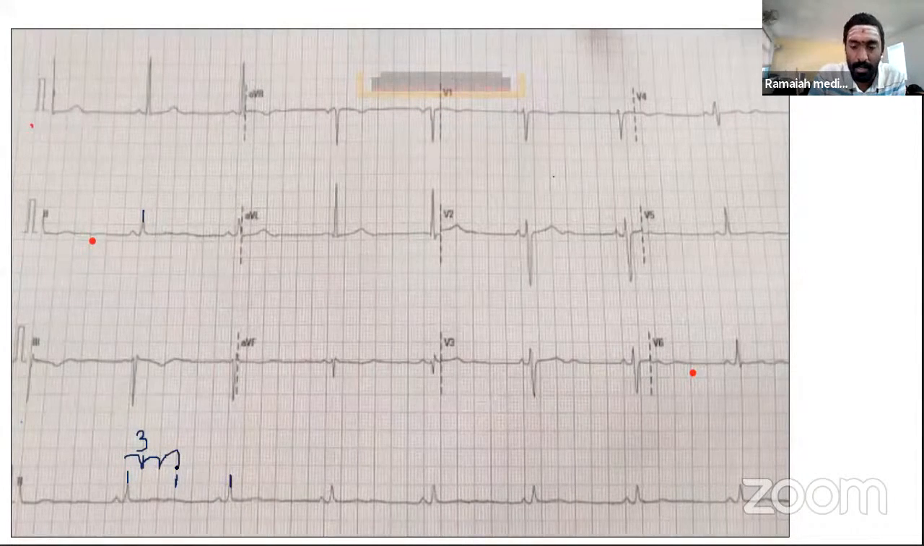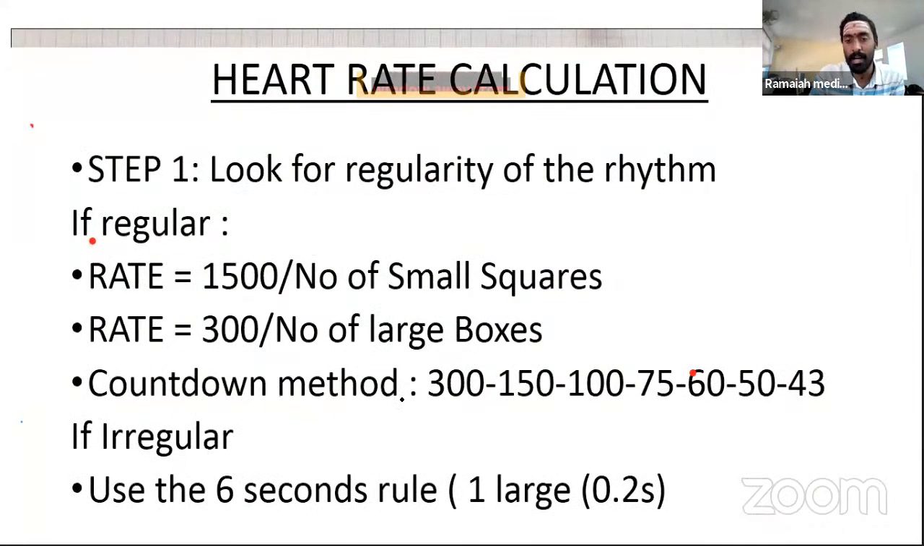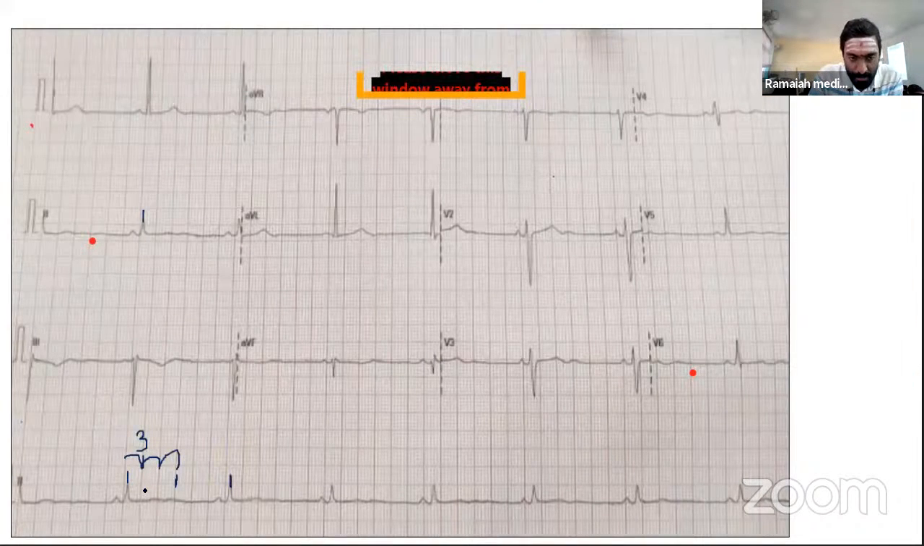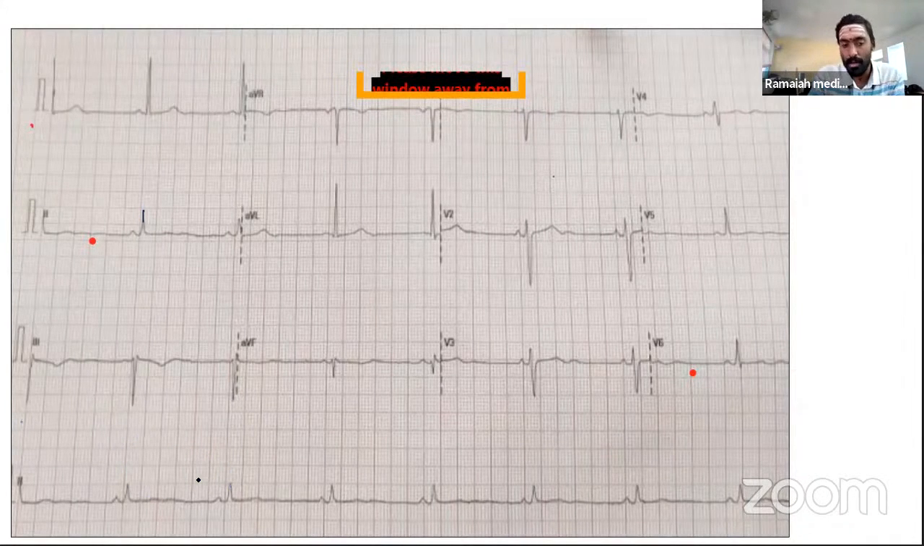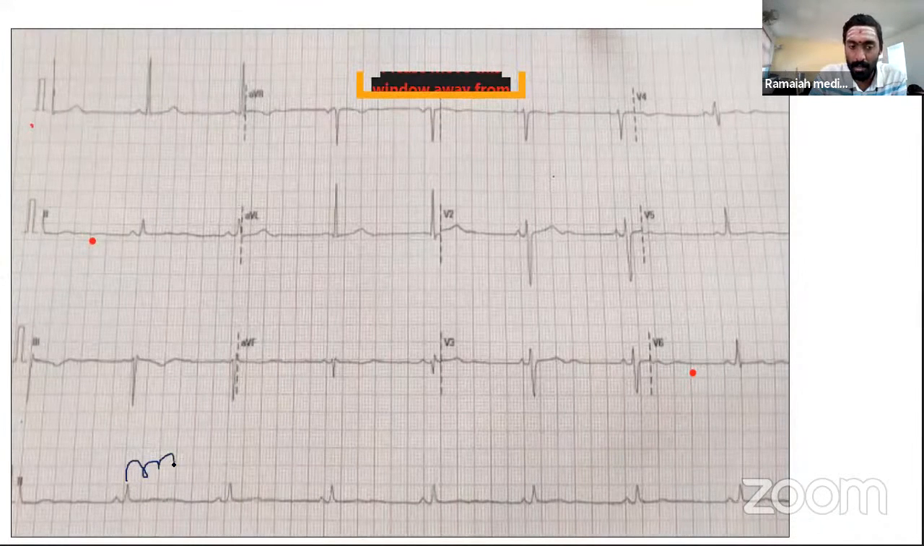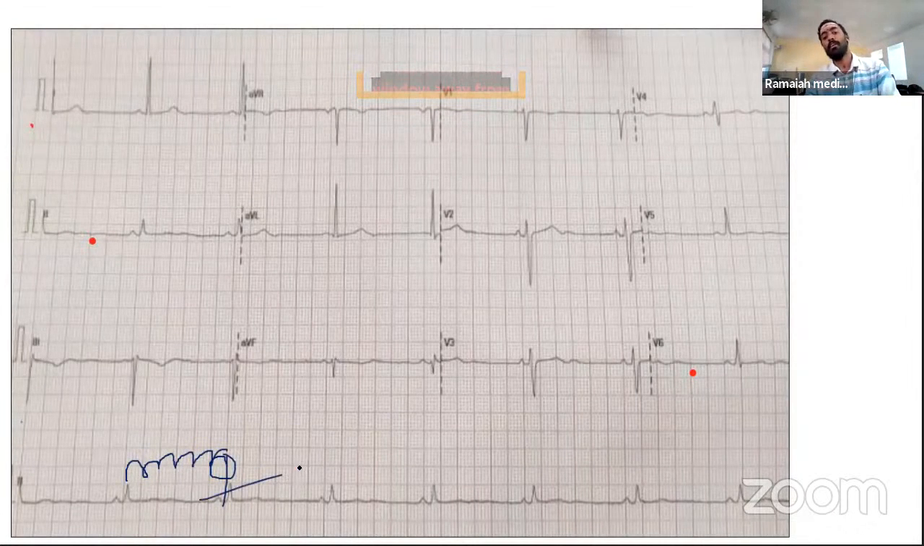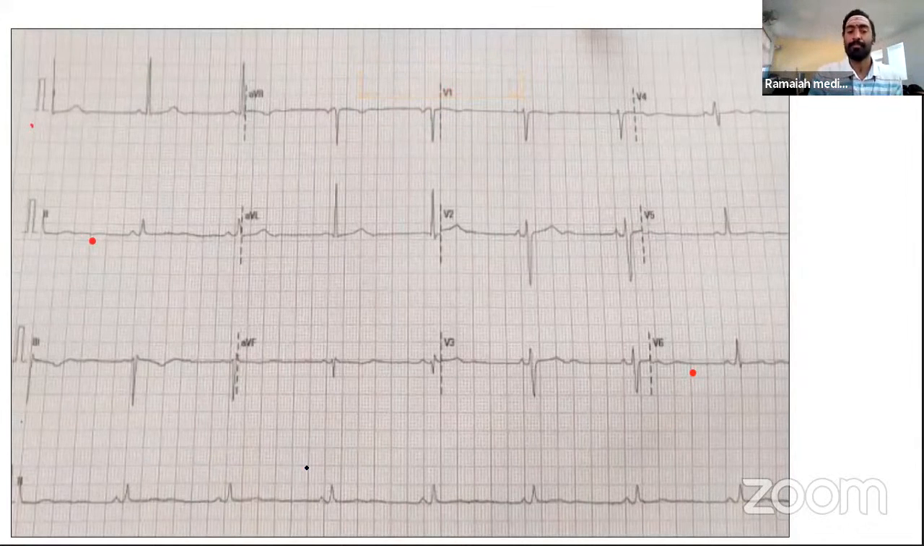Then the next number is 100. So this is the number you just learn by heart. This is the order that you learn by heart, so that you use the same. See the number of boxes here. So it is 300 now, then 150, 100 now. But here you go on next because the R wave is here. So 300, 150, 100, 75, 60, and 50. So you reach here. So the point is 50. So the heart rate should be somewhere around 50. Now it's clear?